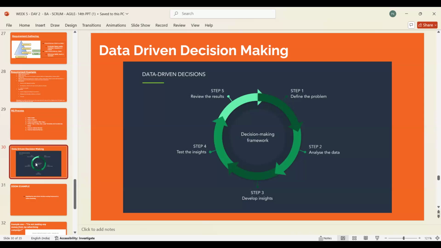Now the last but not the least point is review the results. So now when the results come in, what do you see?